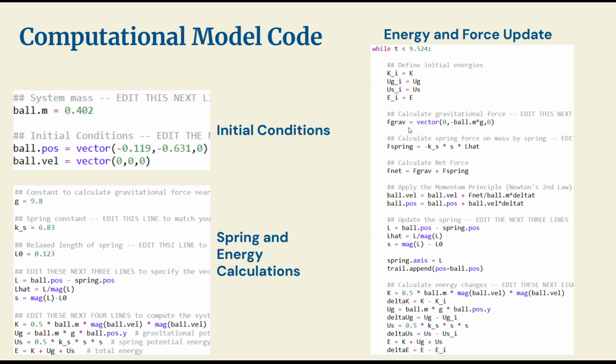In the loop, gravity and spring forces are updated to recalculate net force, which is then used to recalculate the ball's velocity and position. As the position updates, the length of the spring changes, which updates the spring potential energy. And then using these recalculated values, I do the same thing as before to calculate the changes in energy.